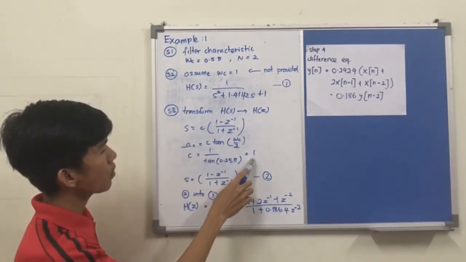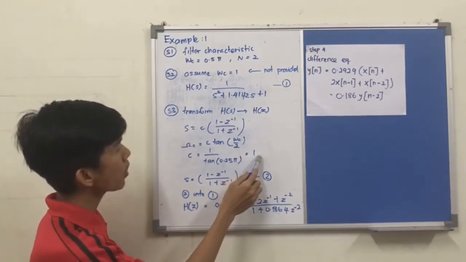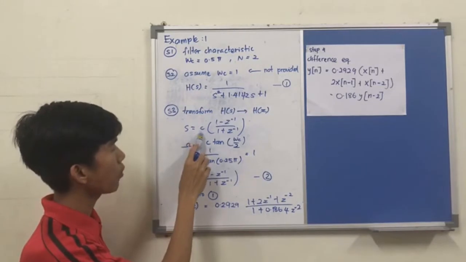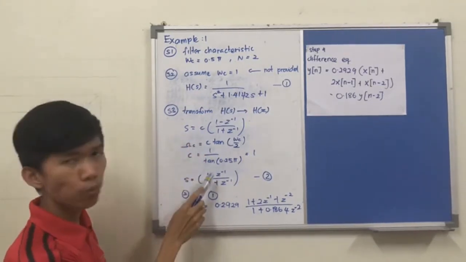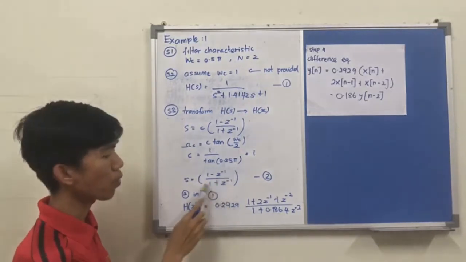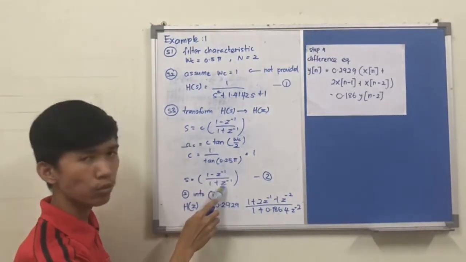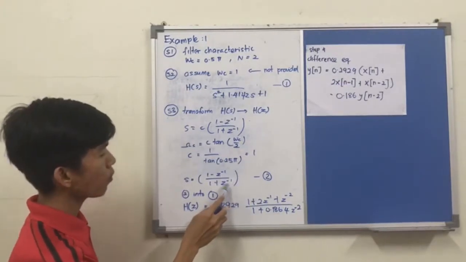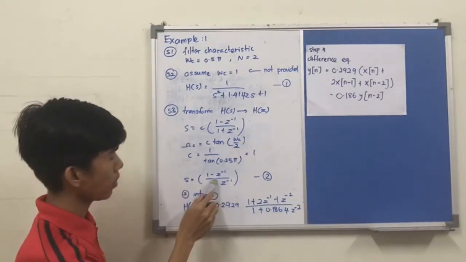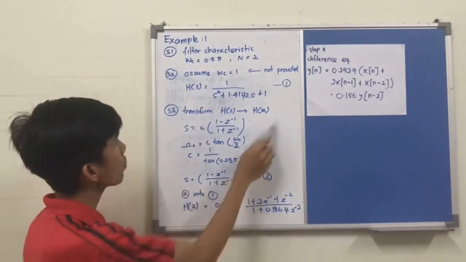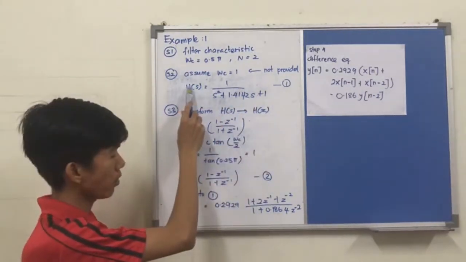After that, we insert the value of ωc, and then we get c equal to 1. Then we insert the value of c into the formula of s, and we get s equal to (1 minus z to the power of negative 1) over (1 plus z to the power of negative 1). After that, we insert the equation of s into the previous H(s) equation.